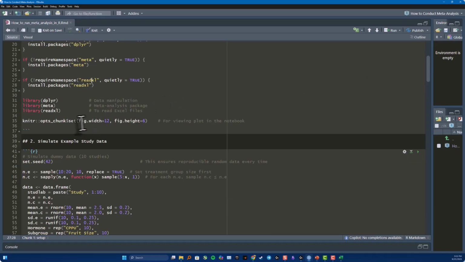And the bottom thing here is just a command that sets the figure width and height so that we don't have to adjust that when we're saving each individual file.